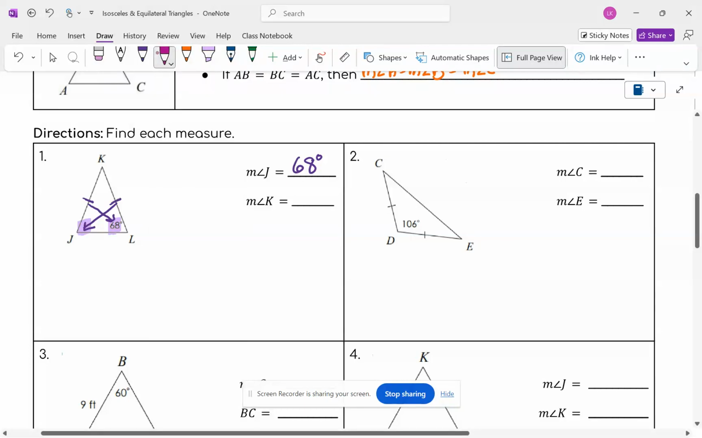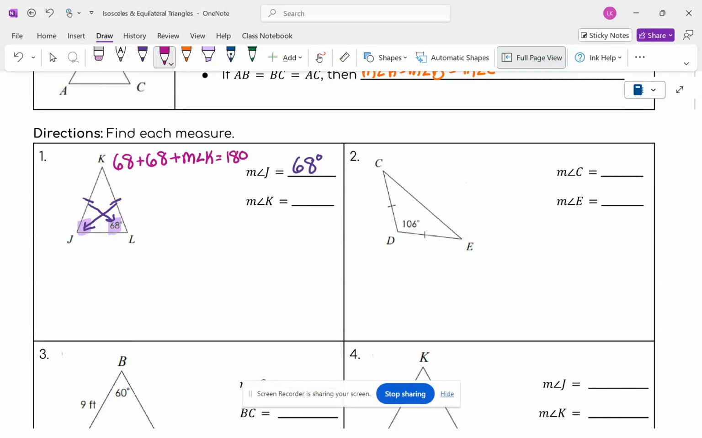So in order to find the measure of angle K, I know that 68 plus 68 plus the measure of angle K is equal to 180. 68 plus 68 is 136 plus the measure of angle K equals 180. I'm going to subtract 136 from both sides. And the measure of angle K is 44 degrees. And you're done.